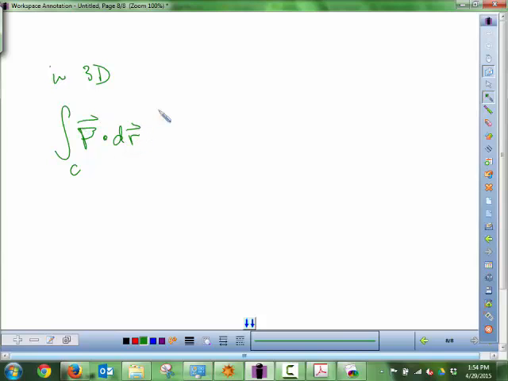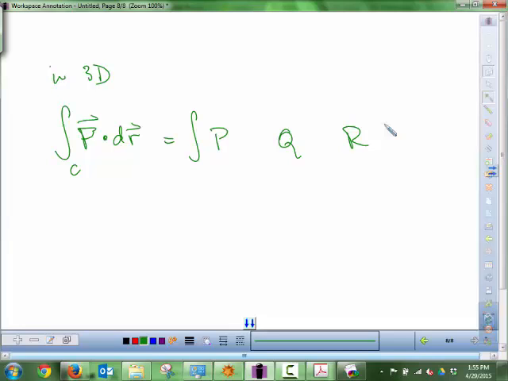But if it's in 3 dimensions, then you know that there's going to be 3 components. Instead of P and Q, it's going to be P, Q, R. And you're dotting it with the derivatives of the 3-dimensional curve, which has an x of t, y of t, and a z of t. And then you just have another component to deal with. But the work involved in this is going to be the same. You can go with this form of the line integral where you have the dx, dy, dz, or you can do the other form where you actually think about taking the dot product.